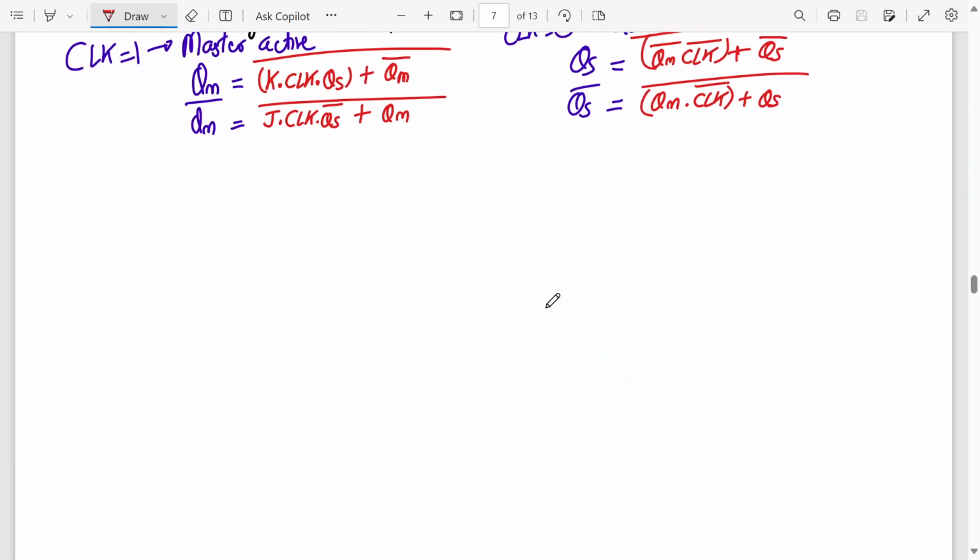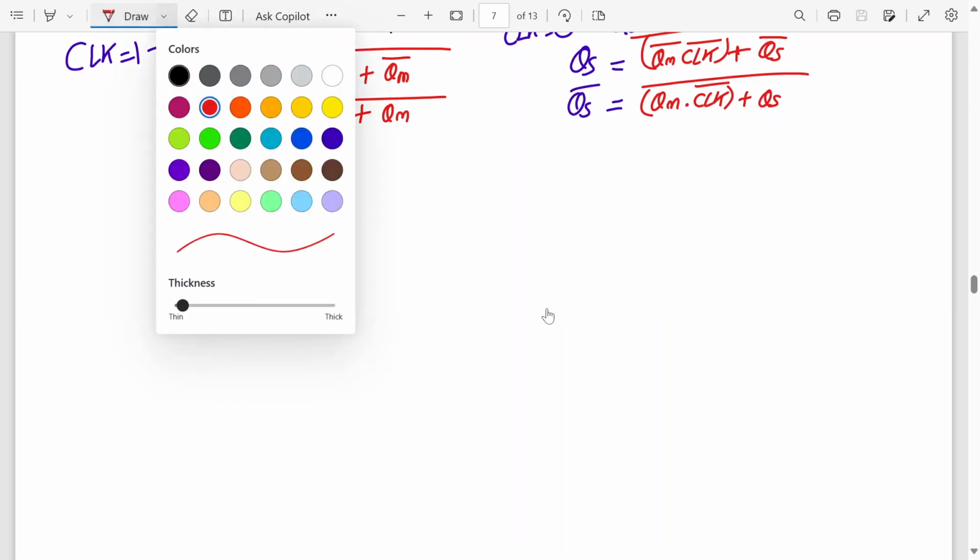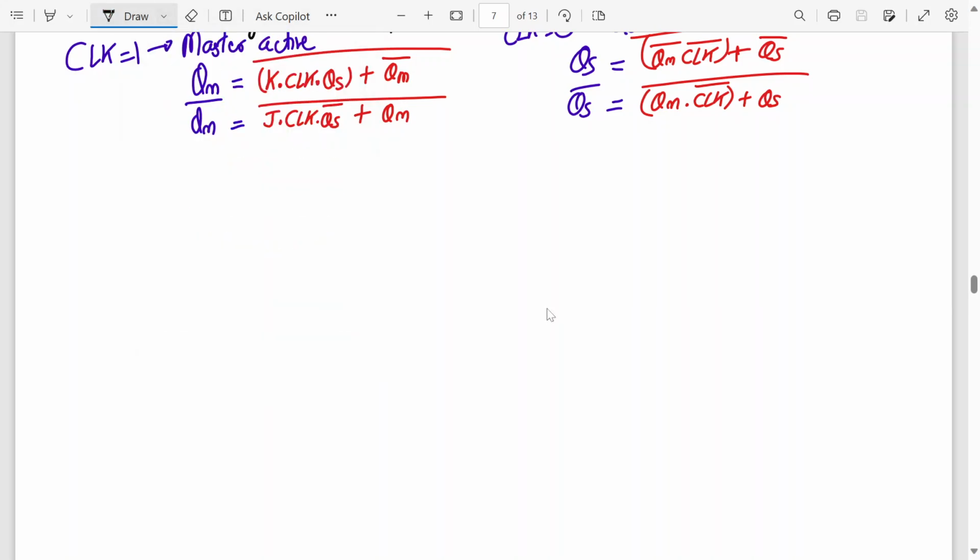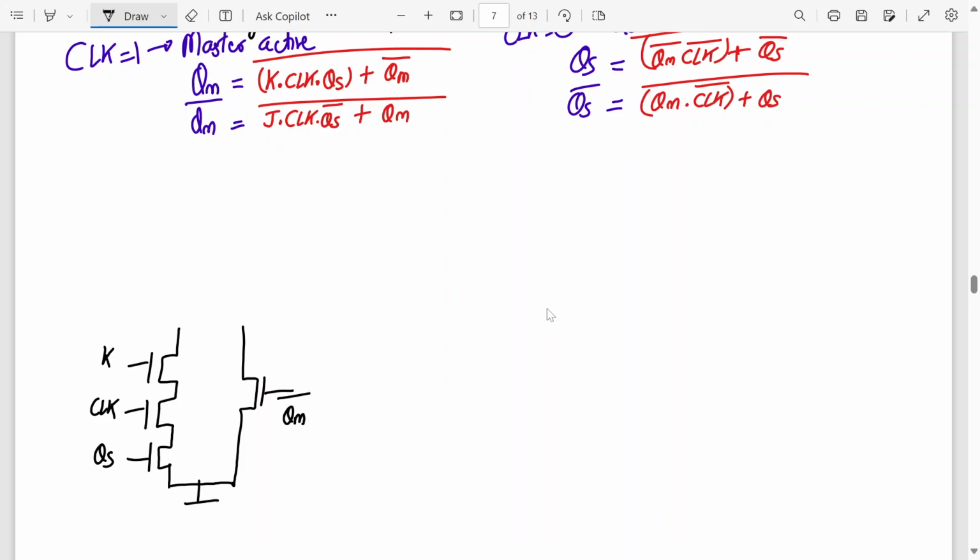Okay, now let's implement first QM, then QM bar, then QS and QS bar. So here we have 3 NMOS transistors in series, in parallel with QM bar. Be very careful in implementing this. Let me start over here with the NMOS transistors. First write the inputs: K, clock, QS, that is in parallel with the NMOS transistor with input QM bar. This is my NMOS pull down.